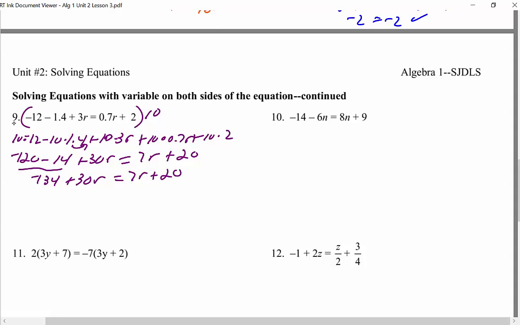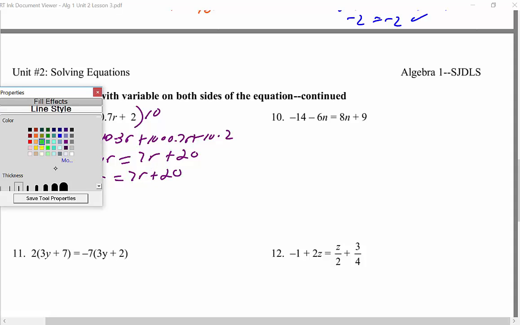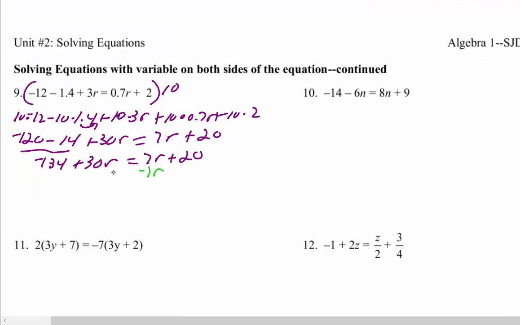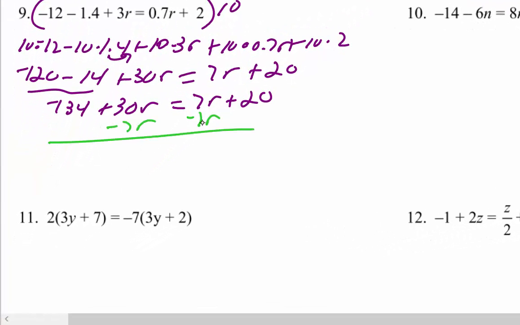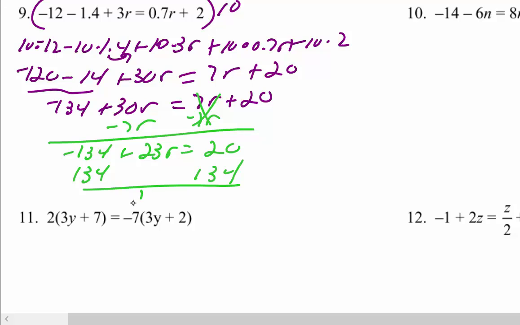Okay, so what side do you want the r on? I pick left. I subtract 7r from both sides. So that's negative 134 plus 30r minus 7r is 23r equals 7r minus 7r cancels, equals 20. Now I have to get rid of that negative 134. So I add 134. So 23r equals 20 plus 134, which is 154.